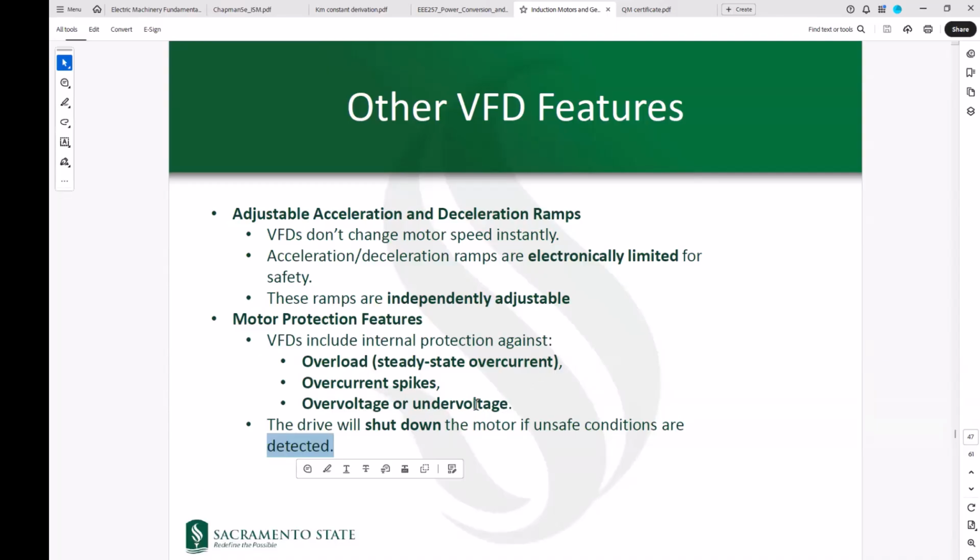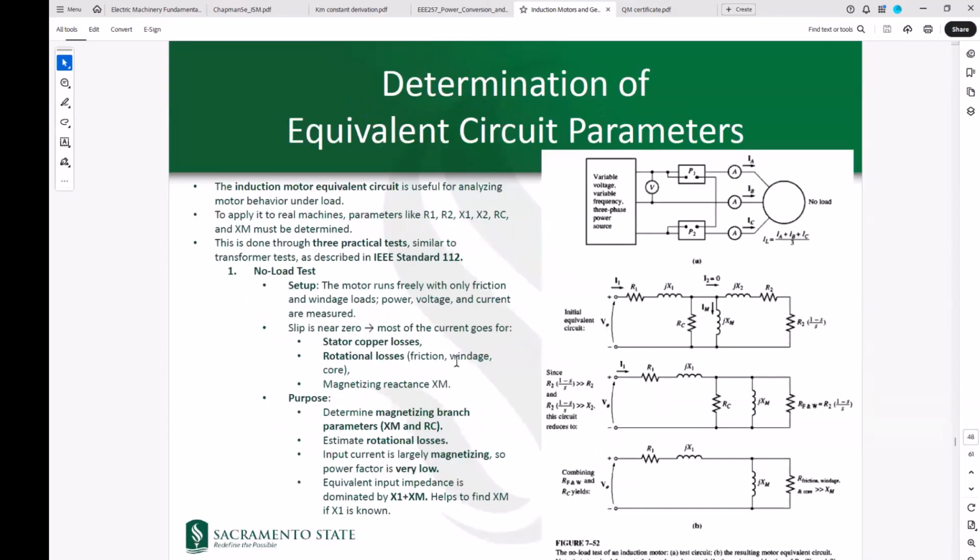So pretty versatile use of VFD drives for control purposes in induction motors. Okay, now let's go to determination of the equivalent circuit parameters. When we talked about transformers, we came up with a few measurements in order to come up with the estimation of the transformer parameters. Here, we also have the same concept. Using 3 major tests, we want to come up with the equivalent circuit parameters of the motor.